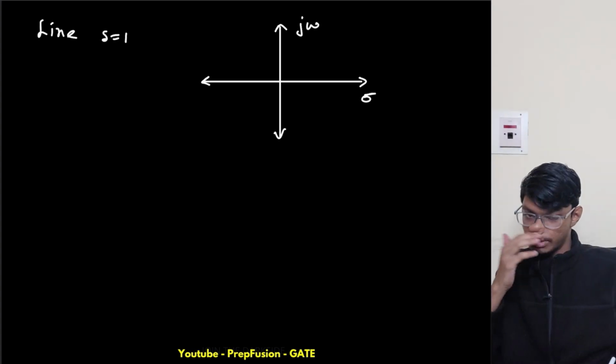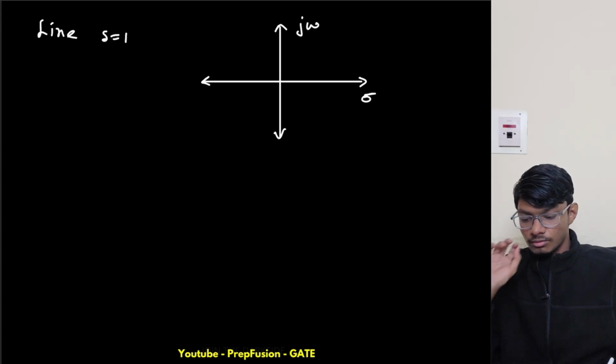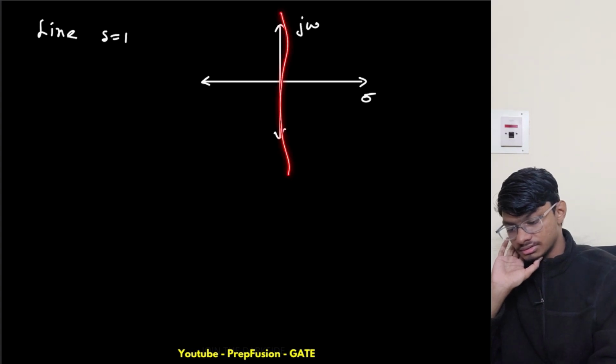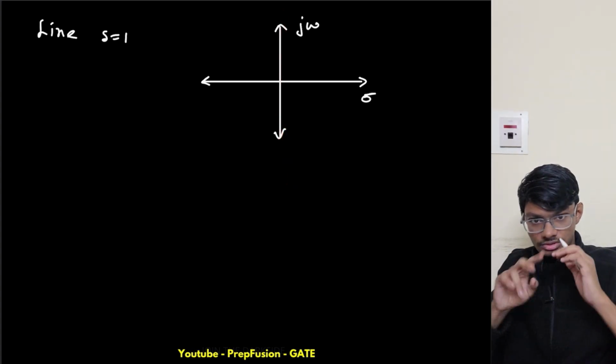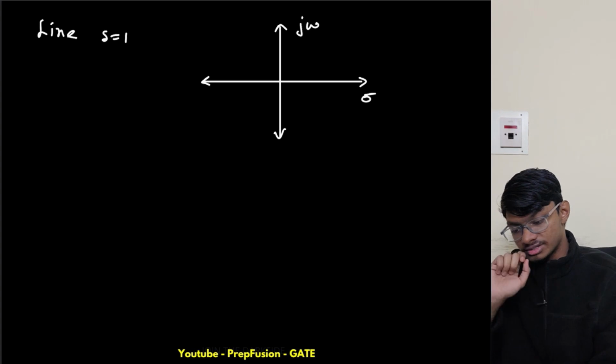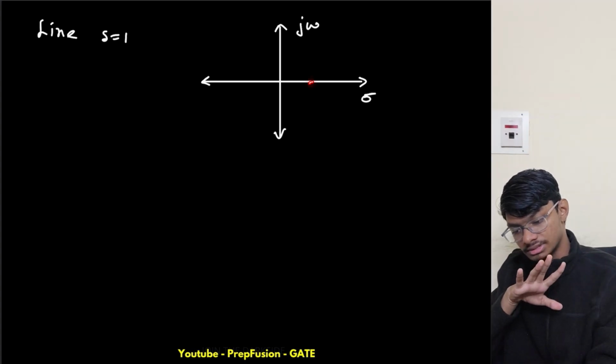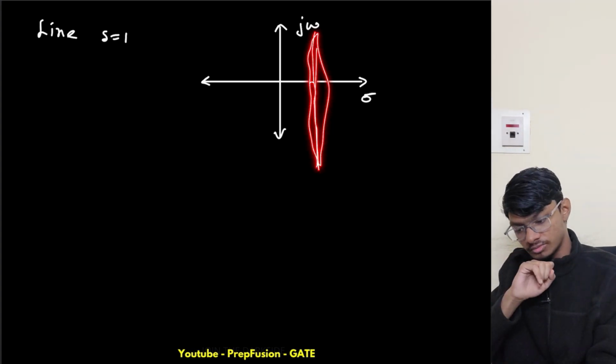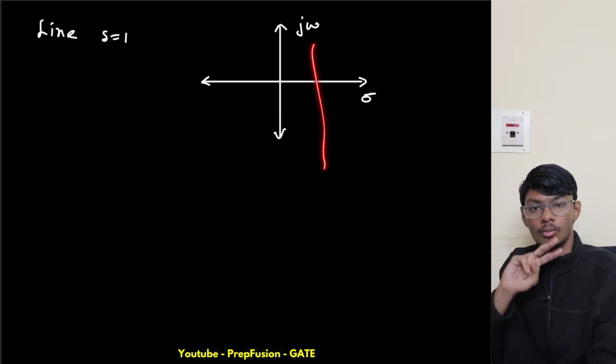So if this is my sigma plus j omega axis, what does my line s equals to 1 look like? So what is this line? This line is s equals to 0, basically s equals to 0 plus j0. Now s equals to 1 means it is real, so it is lying over here, and throughout this, my real part will be only 1.